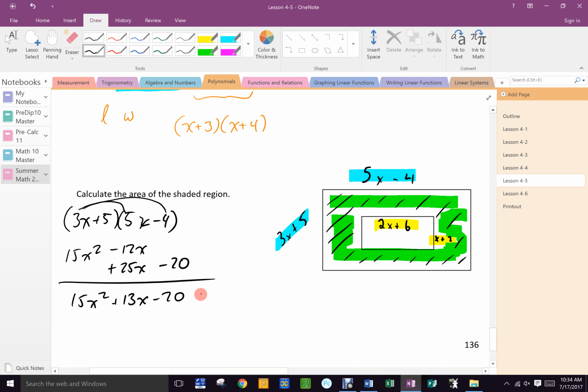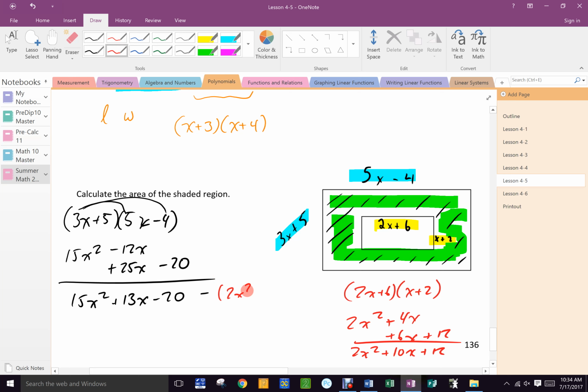And then you have to subtract the yellow, which is 2x plus 6 times x plus 2, which is 2x squared plus 4x plus 6x plus 12, which is 2x squared plus 10x plus 12. So I have to subtract 2x squared plus 10x plus 12.